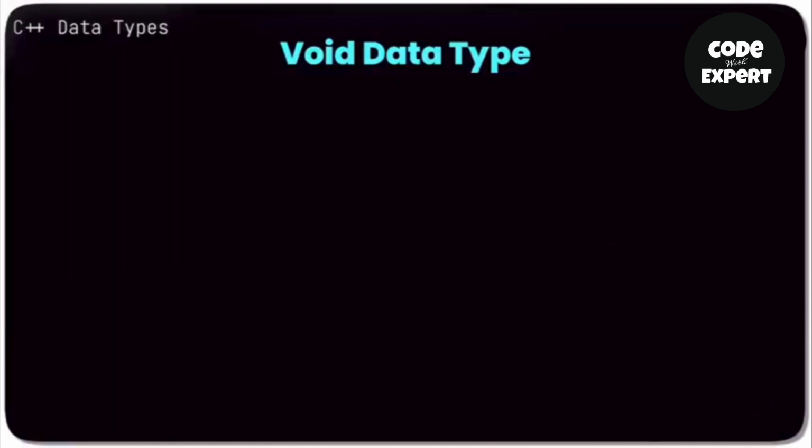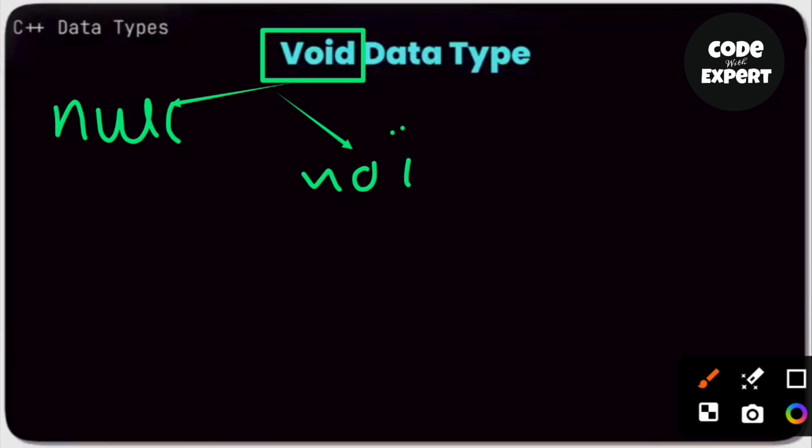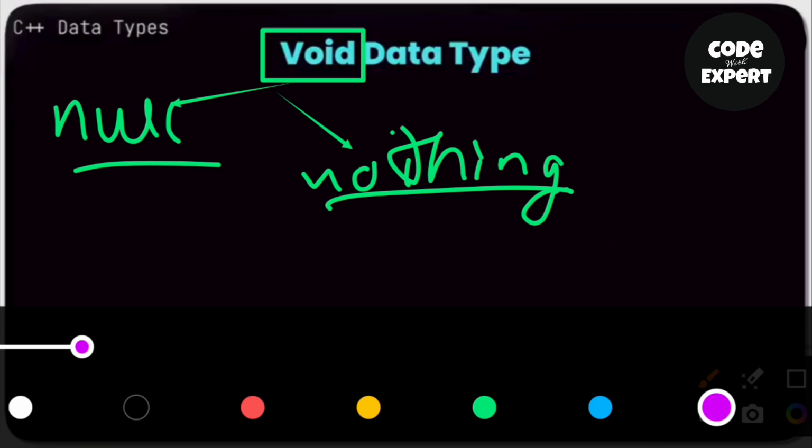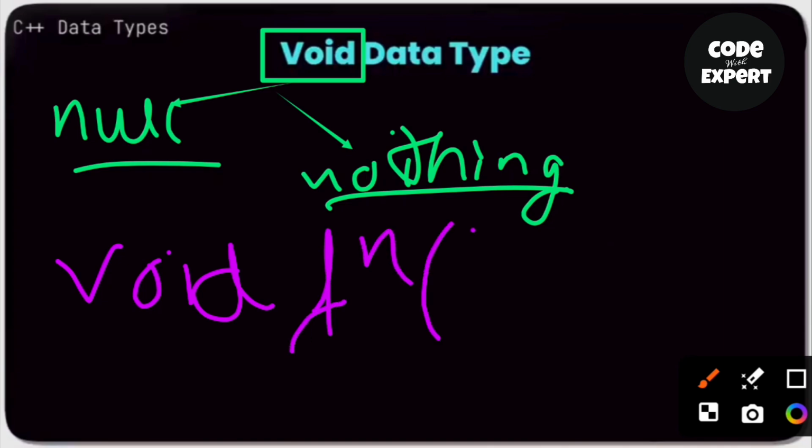Now what is the void data type? Void, as we have studied in our previous classes in SST, means null and void. Here it also means null or nothing. The syntax we use here is void, function name, parameters, then our code inside the curly brackets.